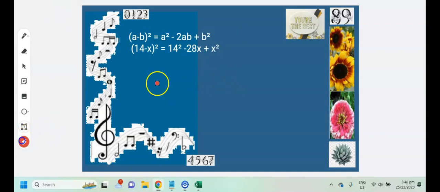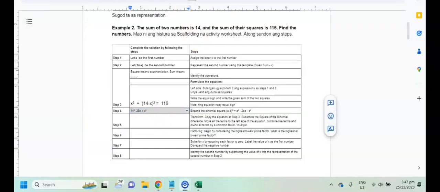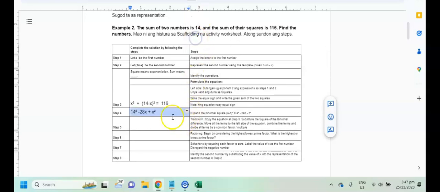Please update the scratch part of your worksheet sa luyo. Okay, so i-expand ninyo ang inyong binomial square o binomial difference. And then, raise your tickets once done. So under step number 4, inyong isuwat ang special product. Again, 14 minus x squared is equal to 14 squared negative 28x positive x squared.